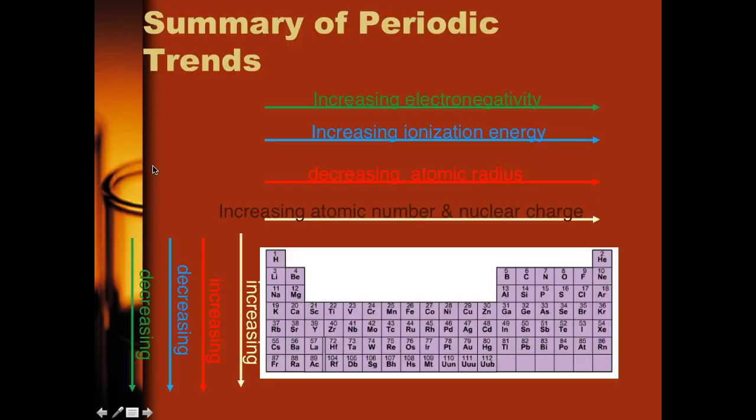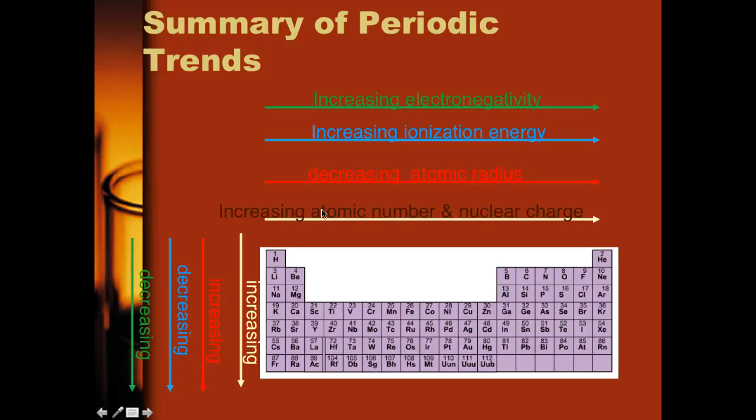Here's a nice table showing the trends, and you can see that atomic radius is completely opposite of the ionization energy and electronegativity, and that is in both directions. All right, so we get that increase.